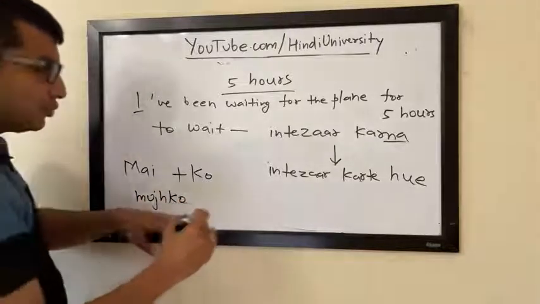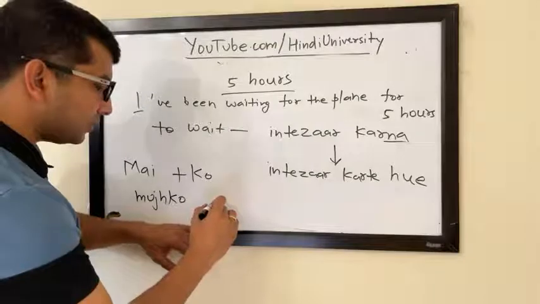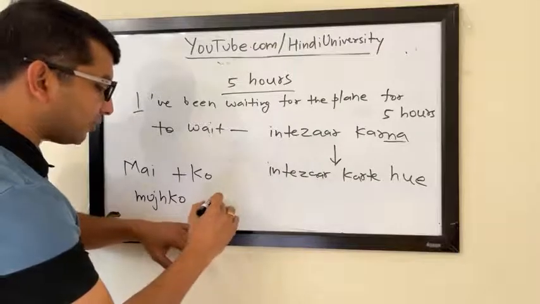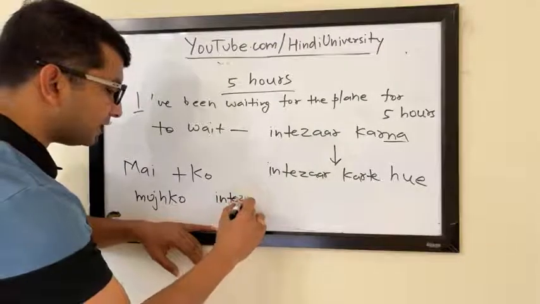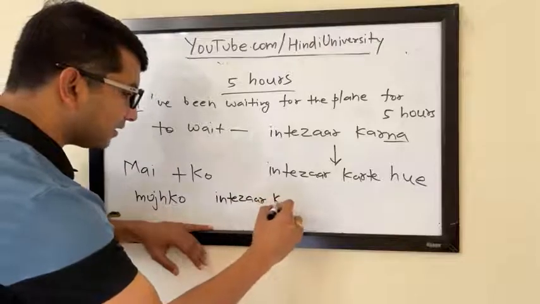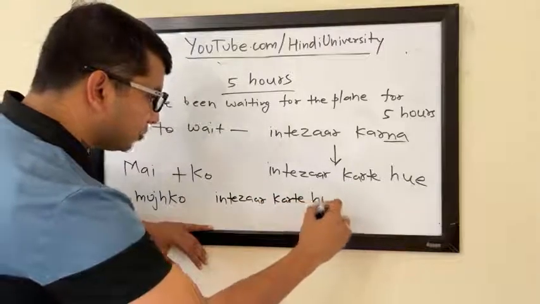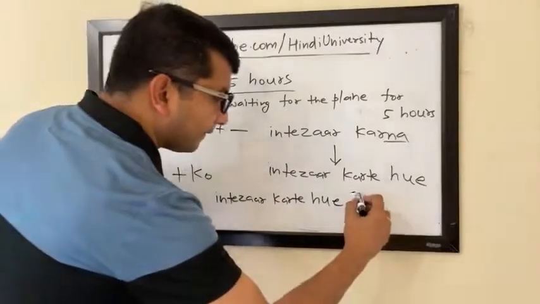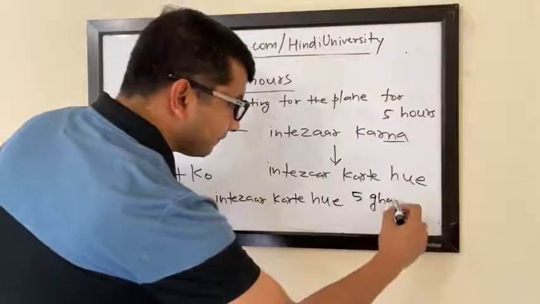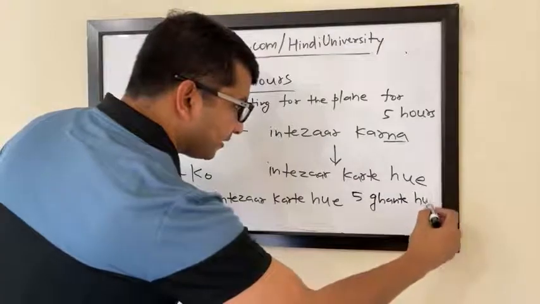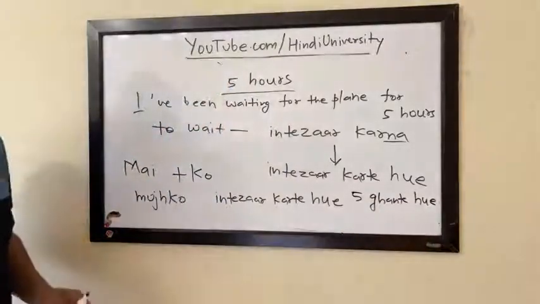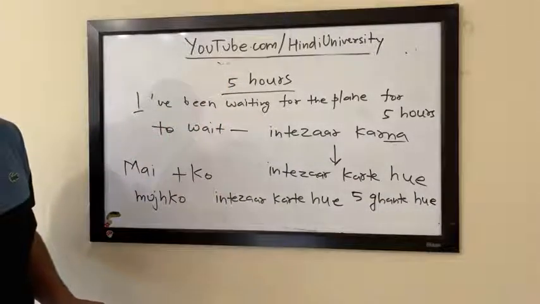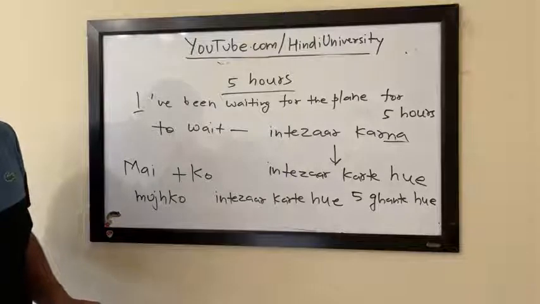Okay, मुझको. We will put all these objects later on. So you will say मुझको इंतजार करते हुए. Okay, कितने घंटे हुए हैं? 5 घंटे हुए हैं. Okay, मुझे इंतजार करते हुए 5 घंटे हुए हैं.